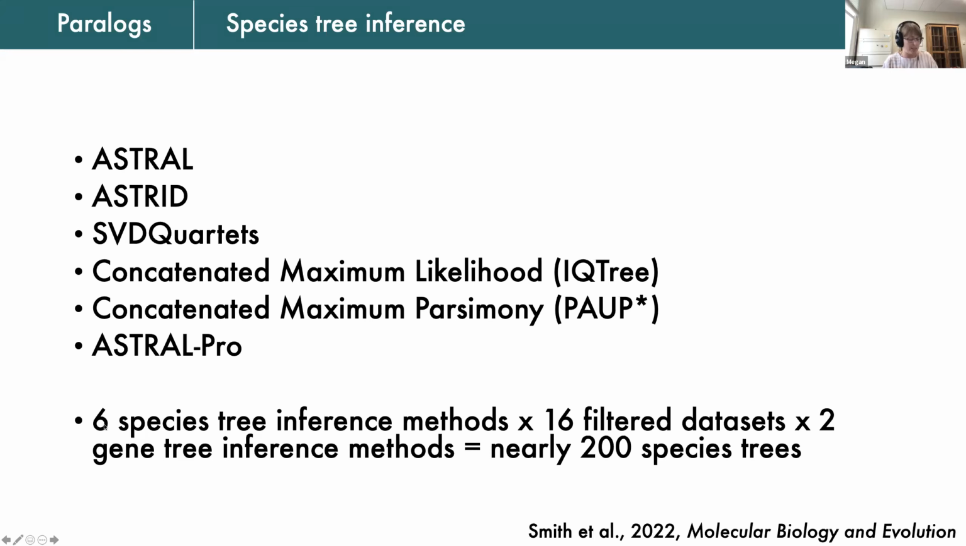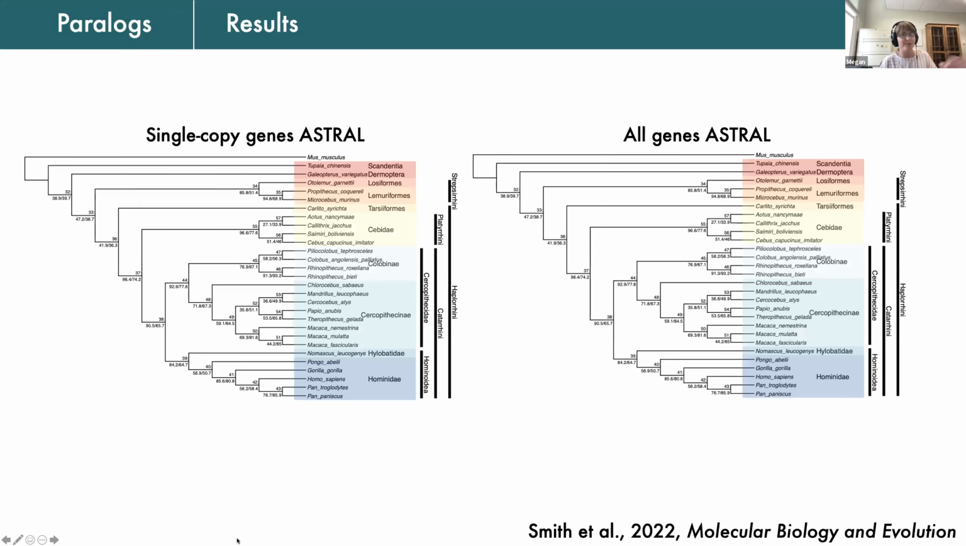So we had 6 species tree inference methods and 16 different filtering strategies. I only mentioned a few here. We had 2 different gene tree inference methods. So for approaches that relied on gene trees, we inferred those trees both using maximum likelihood and maximum parsimony. So we ended up with around 200 species trees. And I have some time, so I think we'll just walk through and compare all of those. Just kidding, I won't do that to you. I'll only show you these 2 trees. So I'm showing you the tree from single copy genes in Astral.